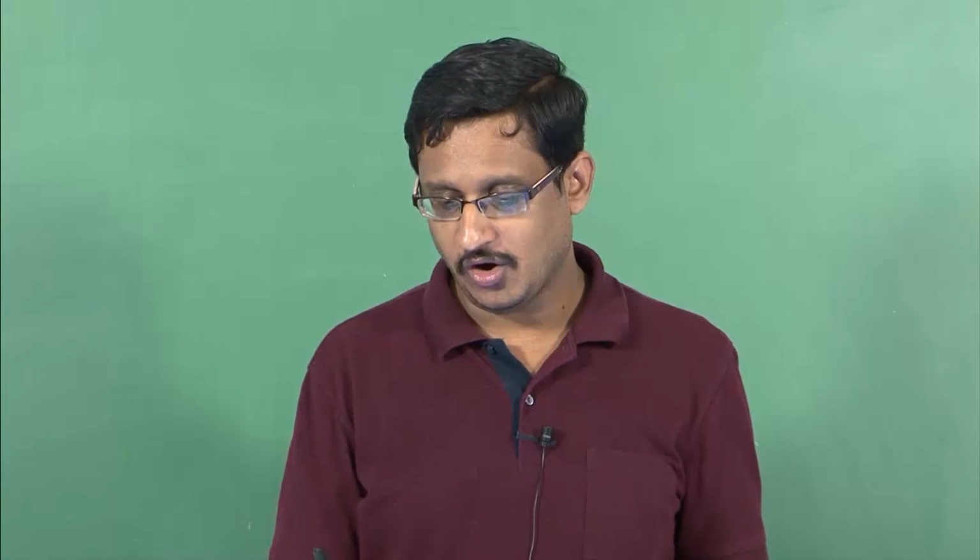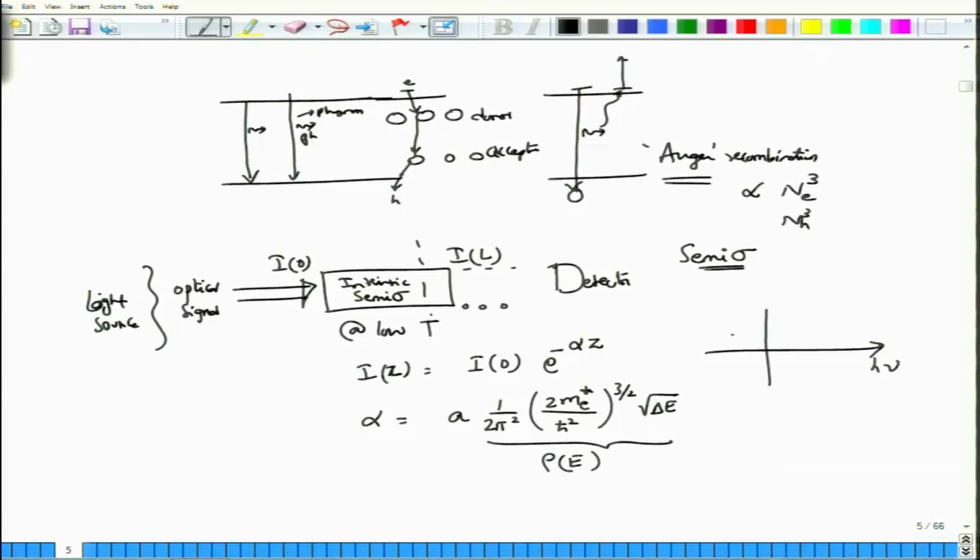Now if you plot this transmission, how much of the light is actually transmitted, what you will see is a very interesting thing. And I am not going to plot this transmission, I am going to plot the log of this transmission, so that the exponential will be gone and then you will have a simple minus alpha z out there.